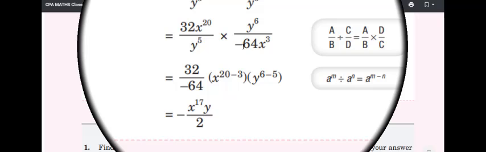Now the division sign is converted to multiplication, and we'll take the reciprocal of this fraction. Then we can calculate the numbers first, and then combine their exponents by using the law a^m divided by a^n equals a^(m minus n), and on calculating we get the final answer: minus x raised to the power of 17 y upon 2.